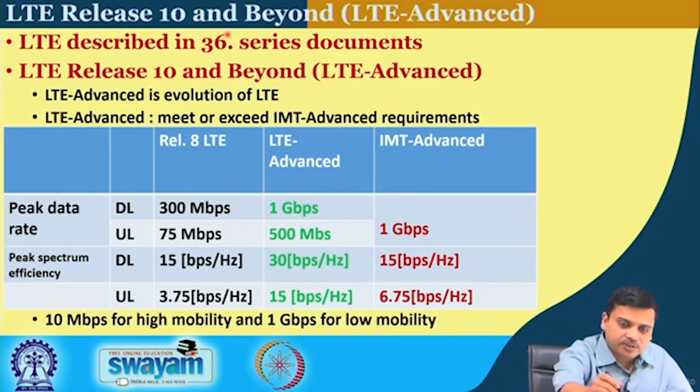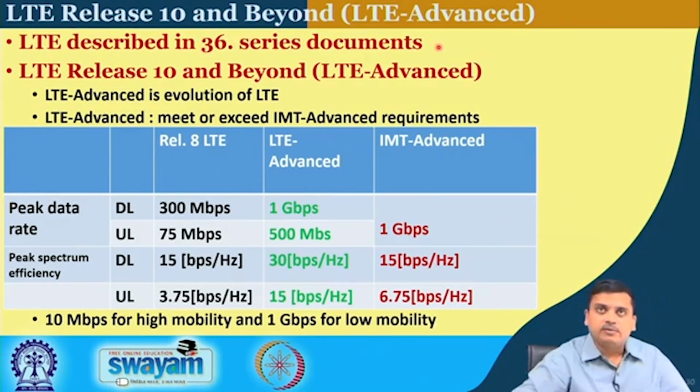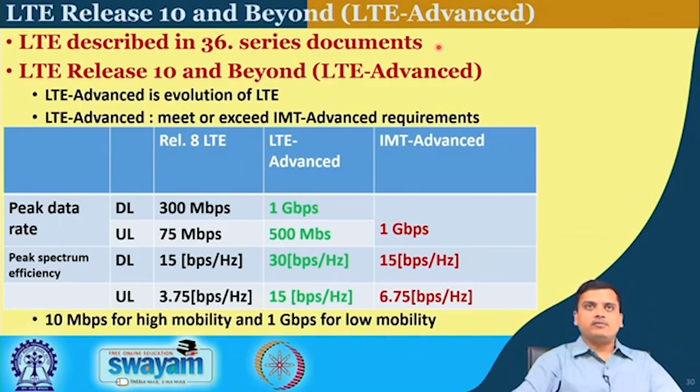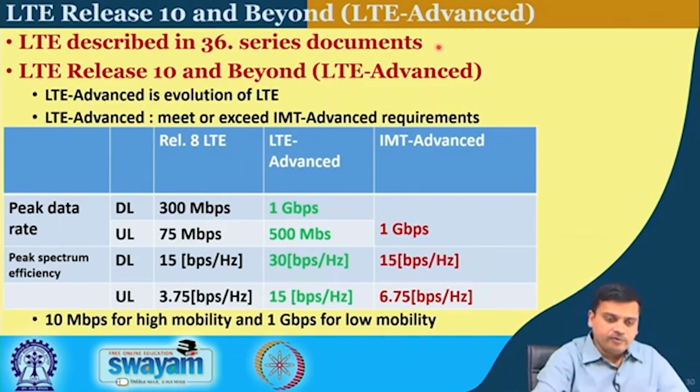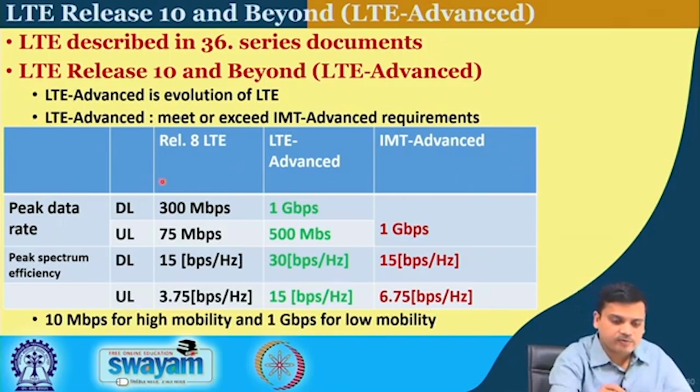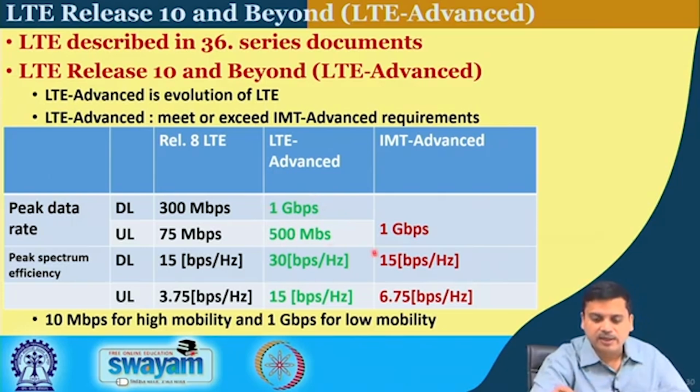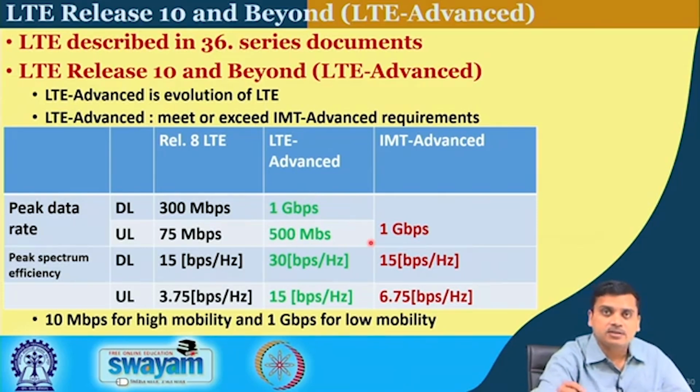If you look up the 36 series of documents, you are going to get the technological description of LTE and beyond. If you evaluate the performance, we find that for LTE advanced, the peak data rate is 1 Gbps in downlink and 500 Mbps in uplink. IMT advanced also points out a similar thing, and of course, here you can see 10 Mbps for high mobility and 1 Gbps for low mobility. And this 100 Mbps was described earlier.